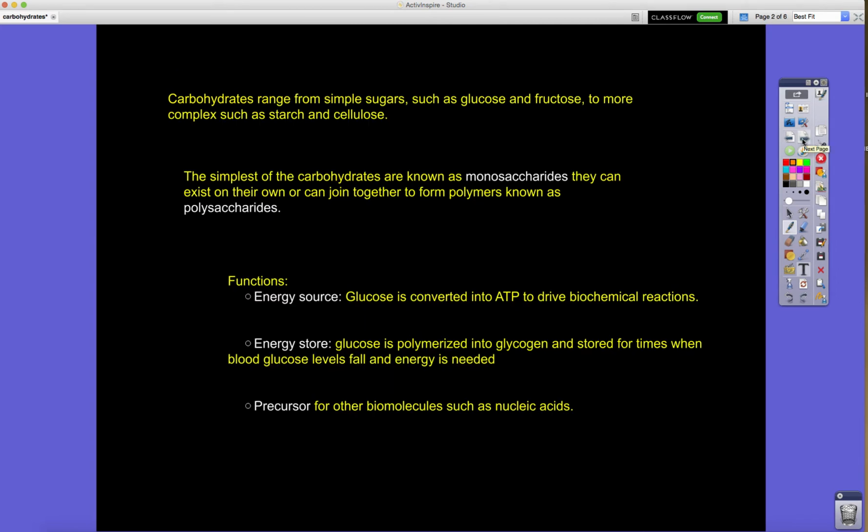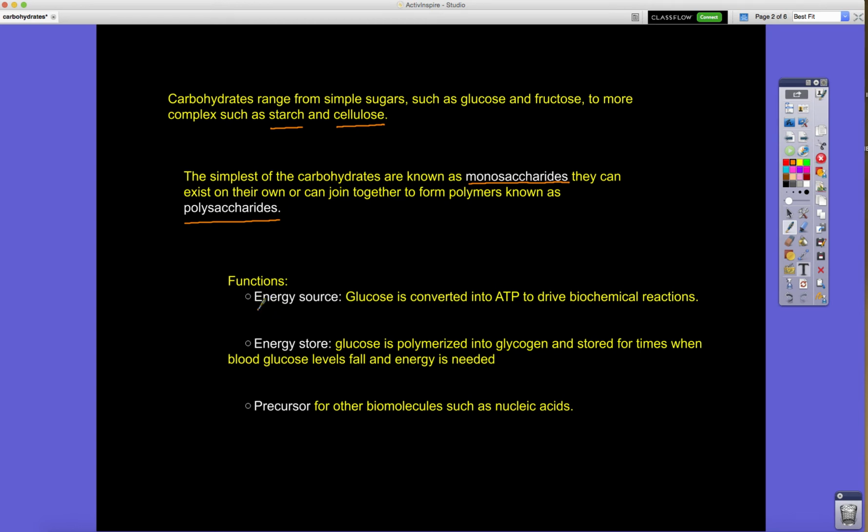So carbohydrates could be simple sugars such as glucose or fructose, or they could be polymer forms of them such as starch and cellulose. Now the simplest of the carbohydrates is monosaccharides, and when they polymerize, they will form polysaccharides. So let's just look at them, but before that, their functions.